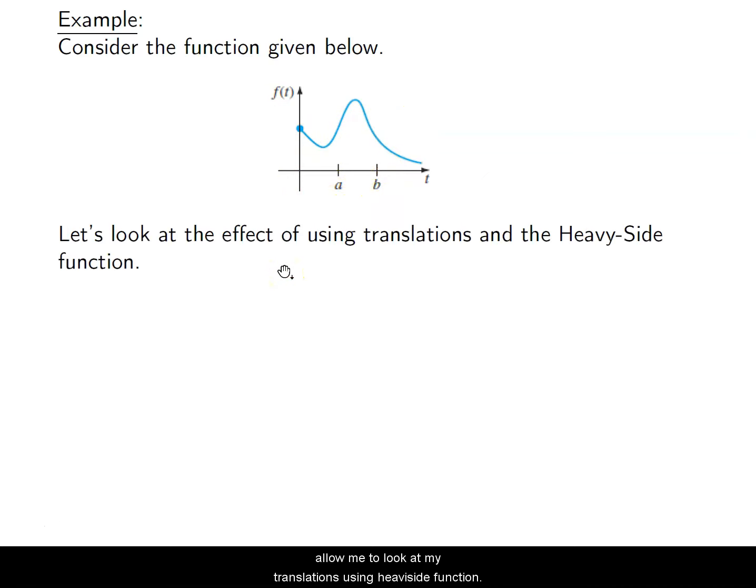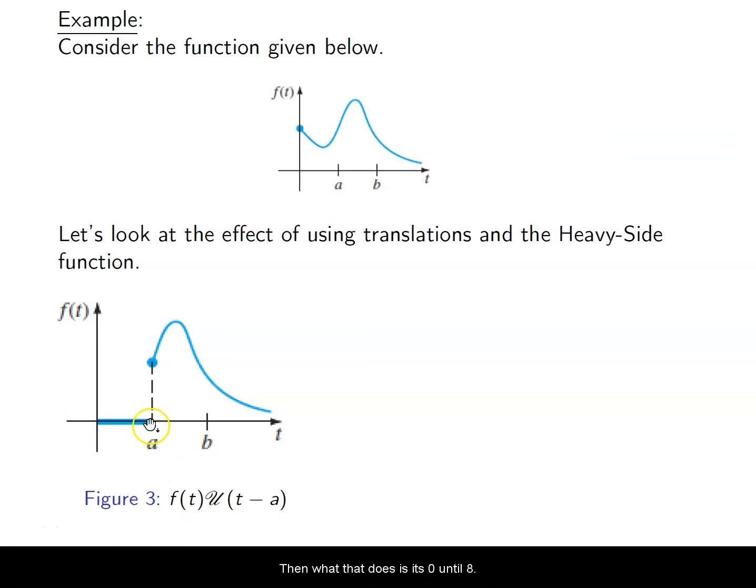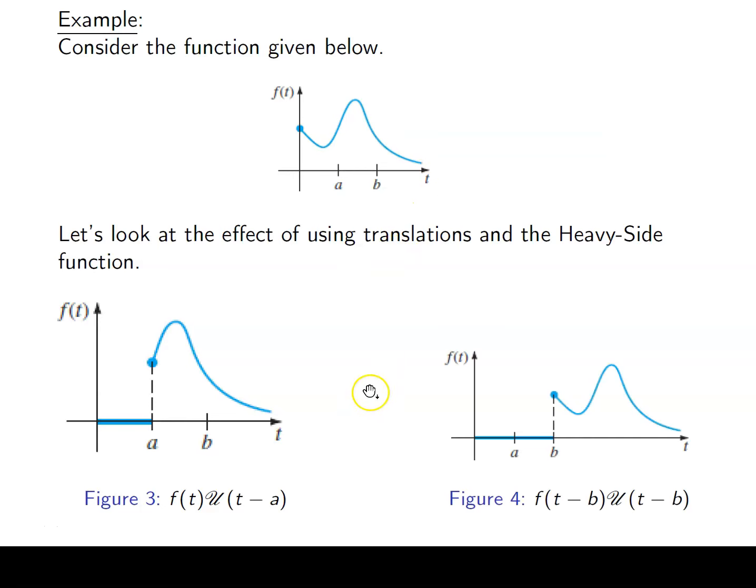Okay, so if I have f of t times the Heaviside at A, then what that does is it's 0 until A, where it begins at its regular value evaluated at A. So it'll be 0, and then here is what we have. Okay, if I have everything shifted to B, I'm 0 until B, and then I have a start of my original function and its original starting point. Okay, so I'm starting from my initial value. So everything is just shifted over by B, right?